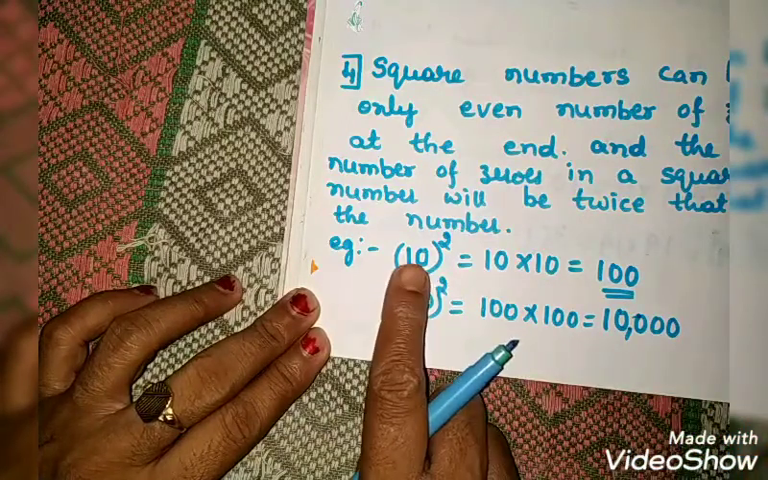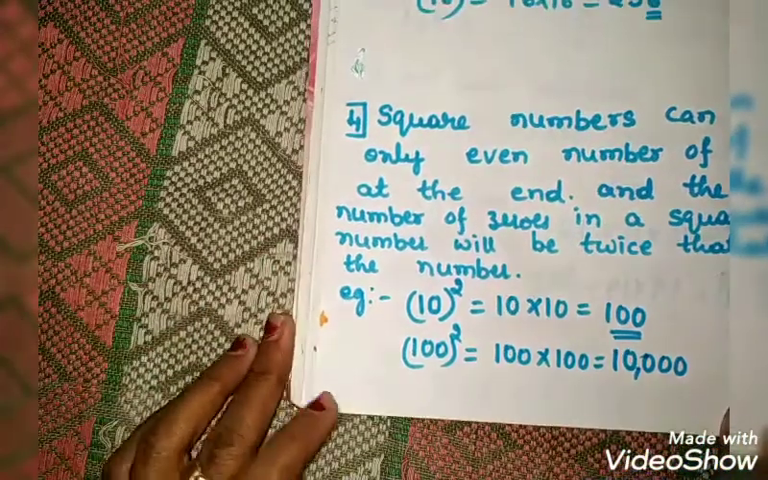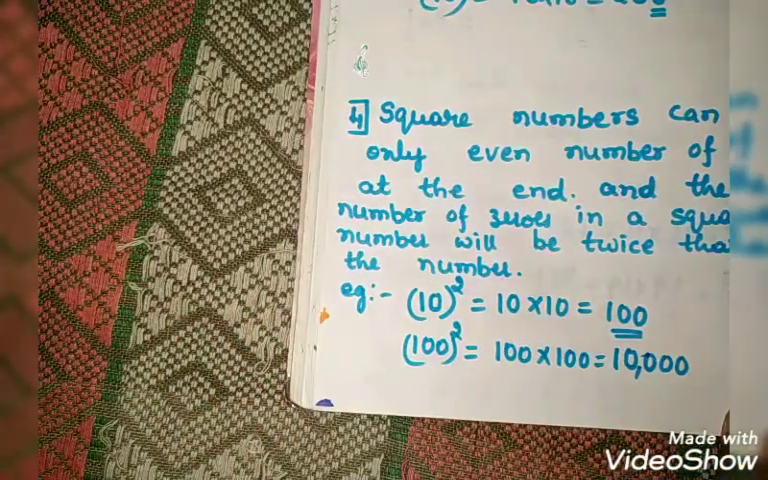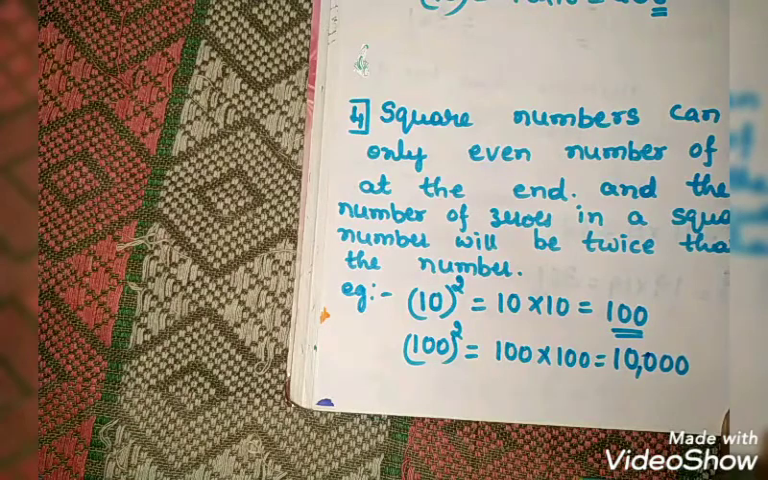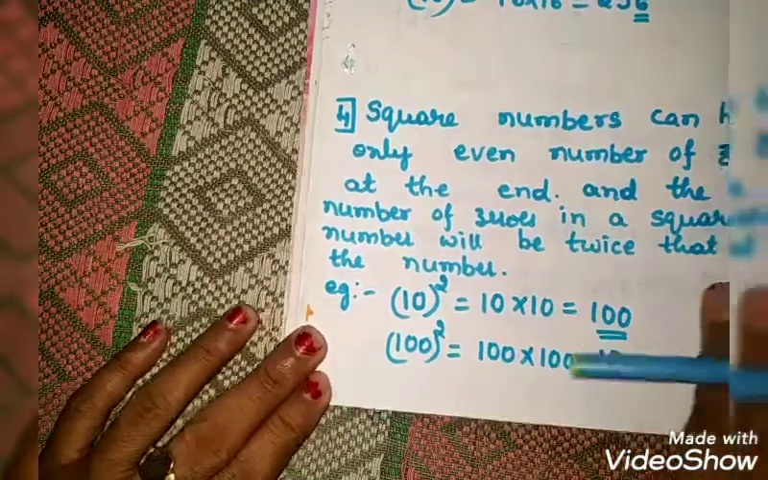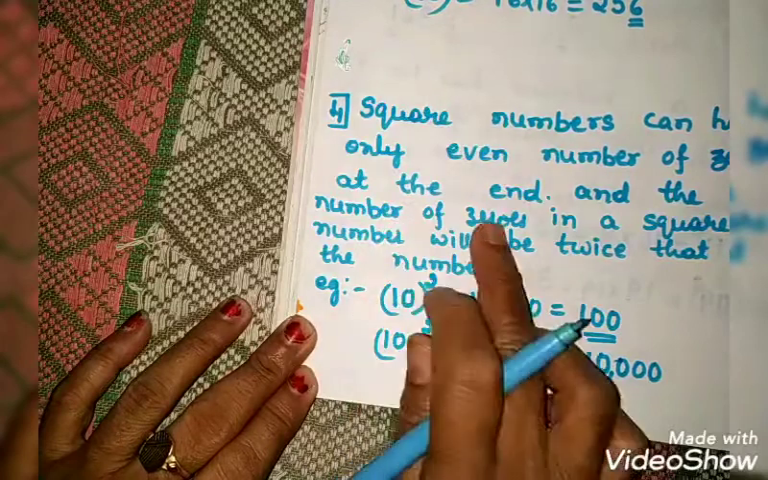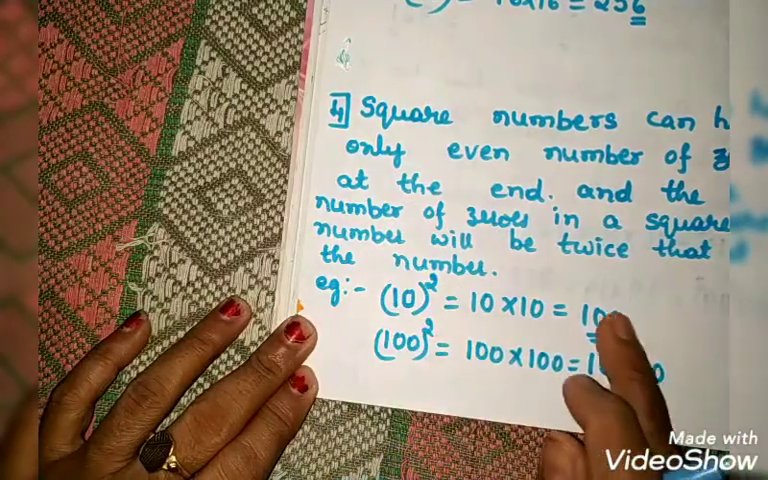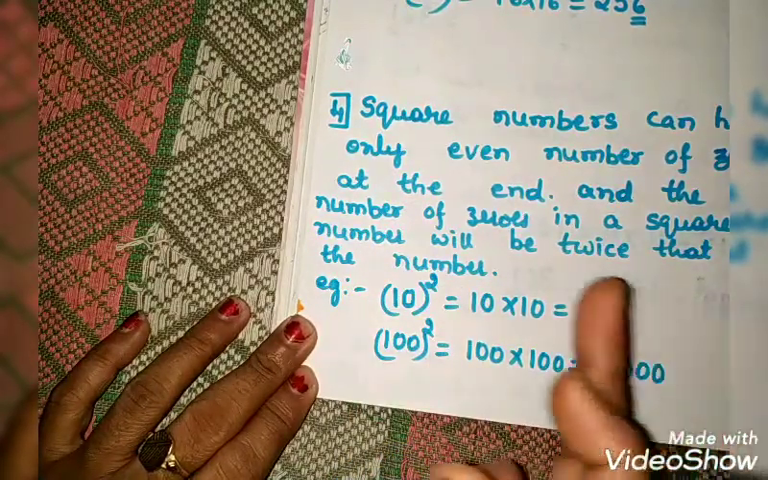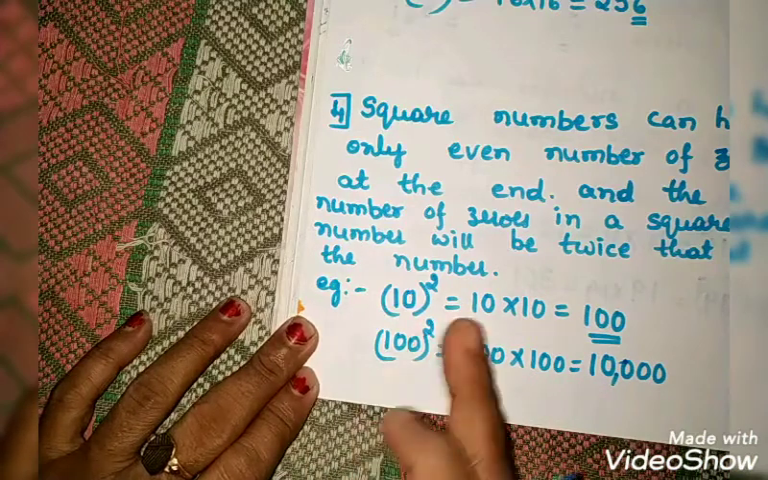When a number, a square number, it can have only an even number of zeros at the end. And one more is there, the second part of it, let us see. The number of zeros in a square number will be twice that of the number. Can you observe here, children?